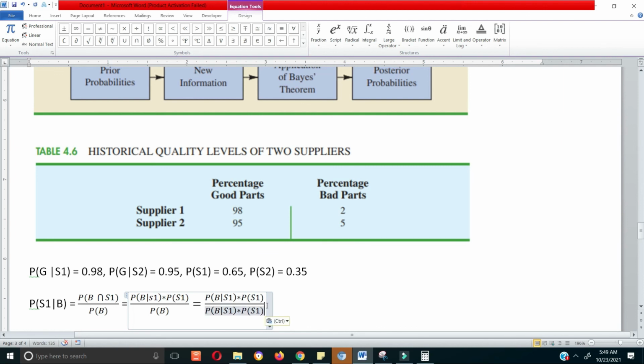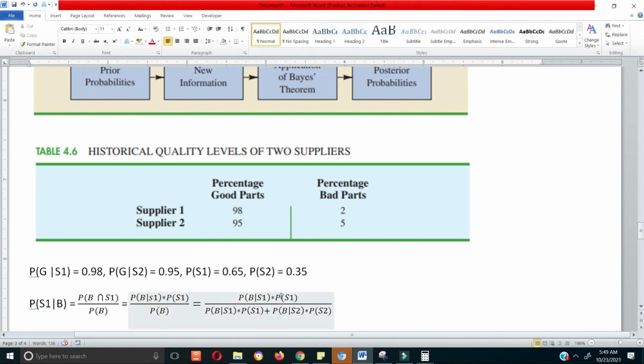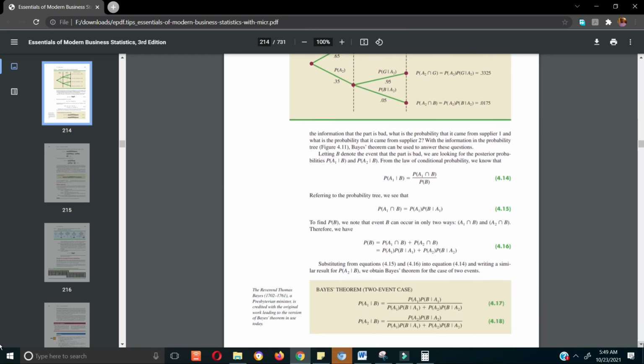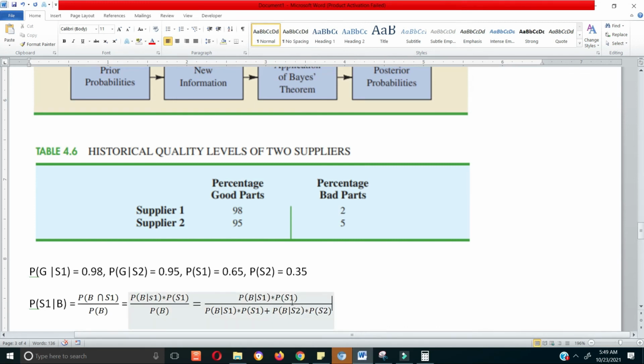So the denominator is actually the probability that it's bad and came from supplier 1, plus the probability that it is bad given supplier 2, that it is bad and it came from supplier 2. If you have a two-option situation, then this is going to be the actual probability. Typically you're going to use A and B. So maybe let me just leave it like this.